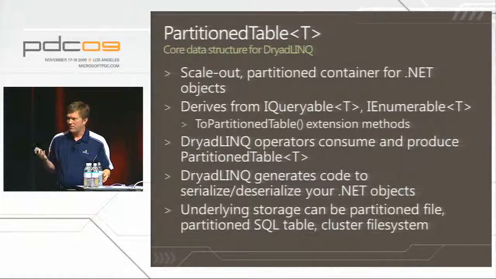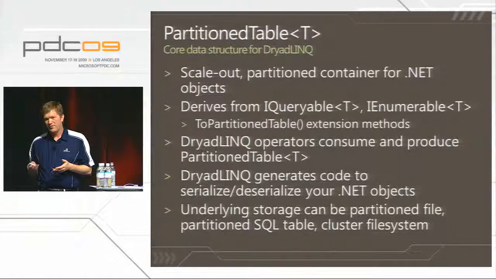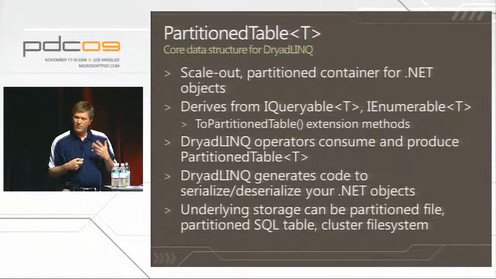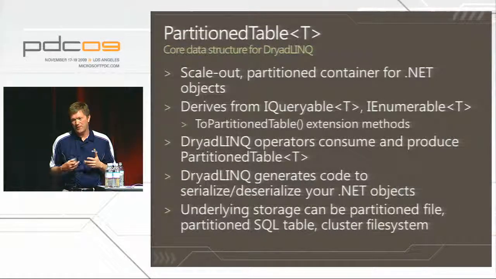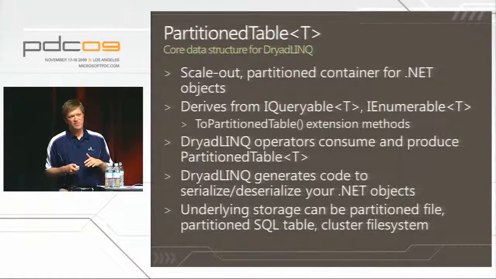So what Dryad stores in this partition table is mainly your objects, but there's also some metadata in there about what objects are stored, is this table sorted or not, some optimizations it can use later on when it gets one of these tables as input. It says, oh, this thing's already sorted, I don't need to sort it again. That type of metadata is also stored in the structure.